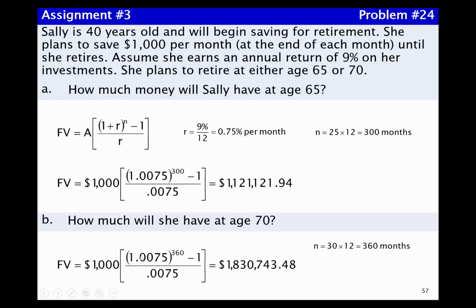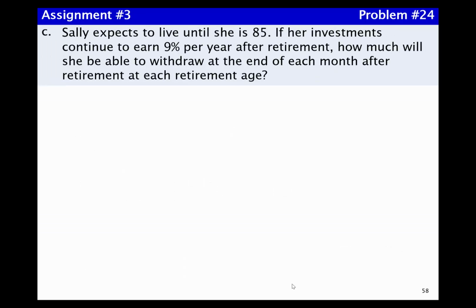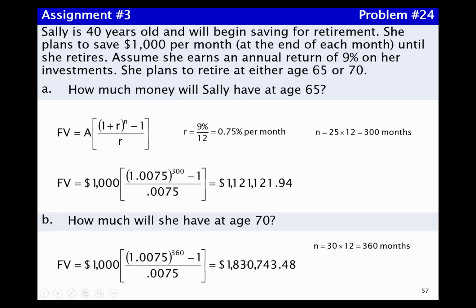How much will she have at age 70? Now we do the same thing except n's going to be 360. And we get a future value of $1,830,743.48. And as you'd expect there, she's going to have a lot more money if she works 30 years instead of 25 years. And it's worth pausing for a second.